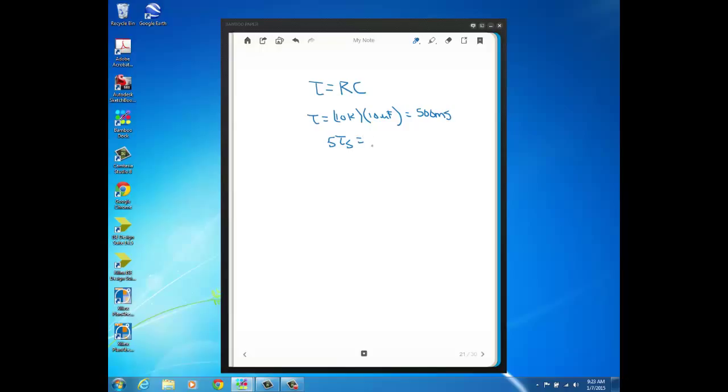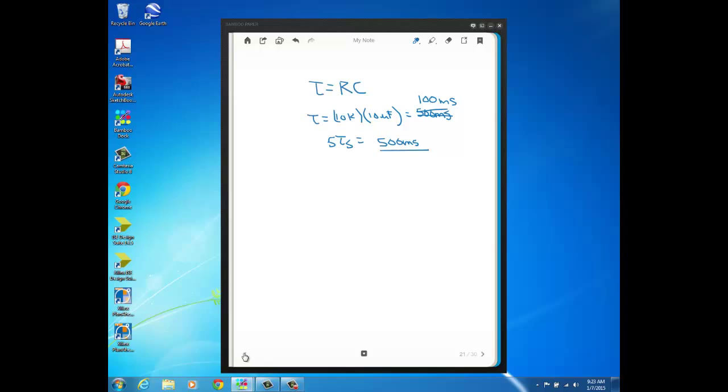Actually, I made a mistake here. I'm sorry, I was looking at my notes and not paying attention. This tau is 100 milliseconds, right? Because 10 times 10 is 100, and then k plus 3 times mu, which is 10 to the minus 6, gives you milli. So then 5 taus is half a second, or 500 milliseconds. Okay, that's our 5 tau.